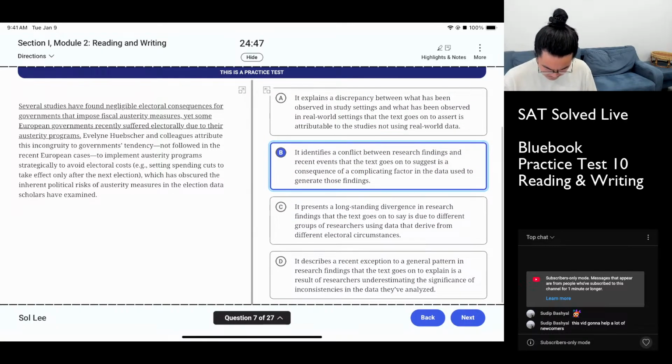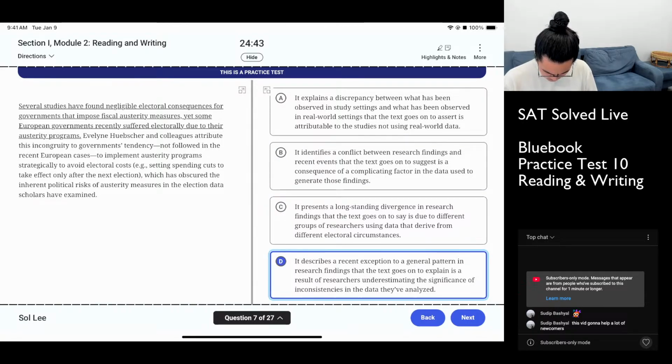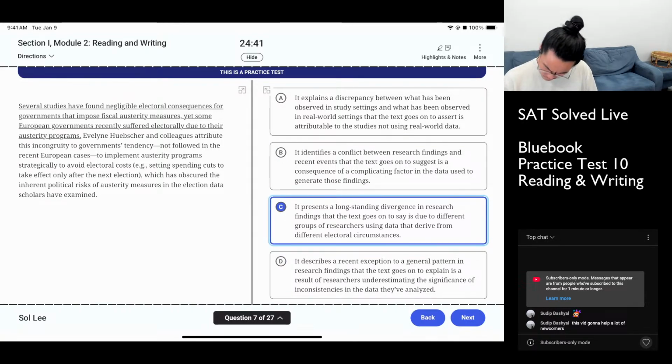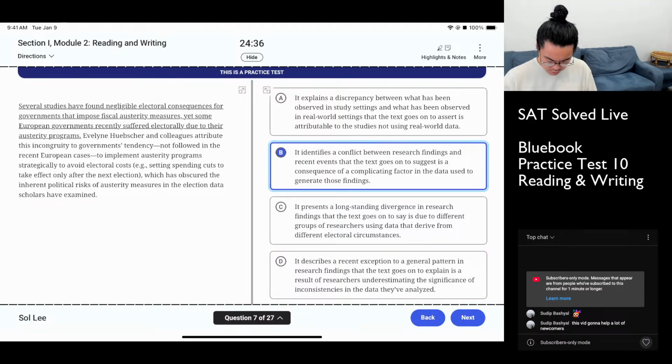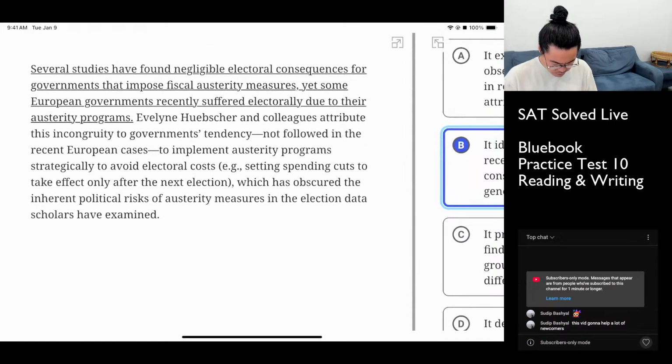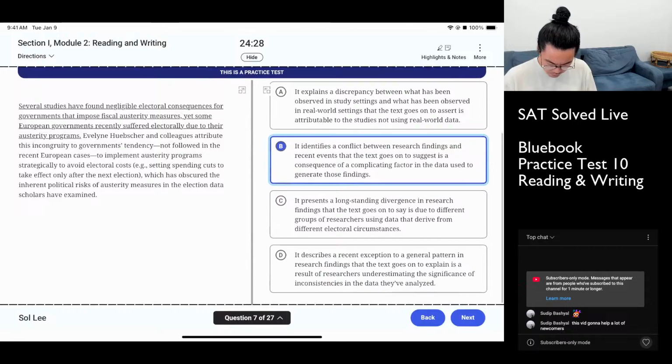B seems correct. Long-standing, it feels a little off due to different. Nope. Due to different circumstances is not correct because we're talking about the strategies. So the complicating factor is probably more correct. The complicating factor is that they tend to implement it strategically to avoid the problem. Okay, got it.